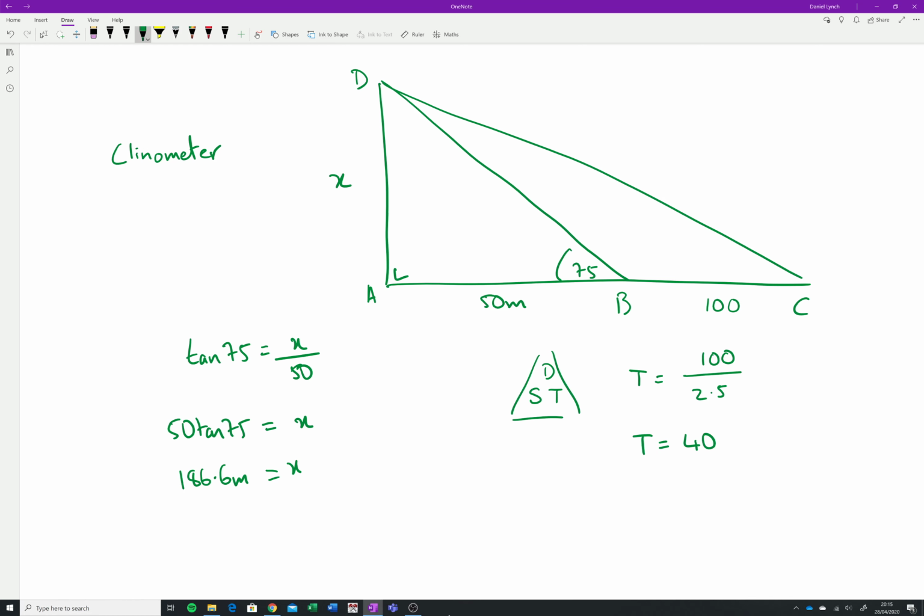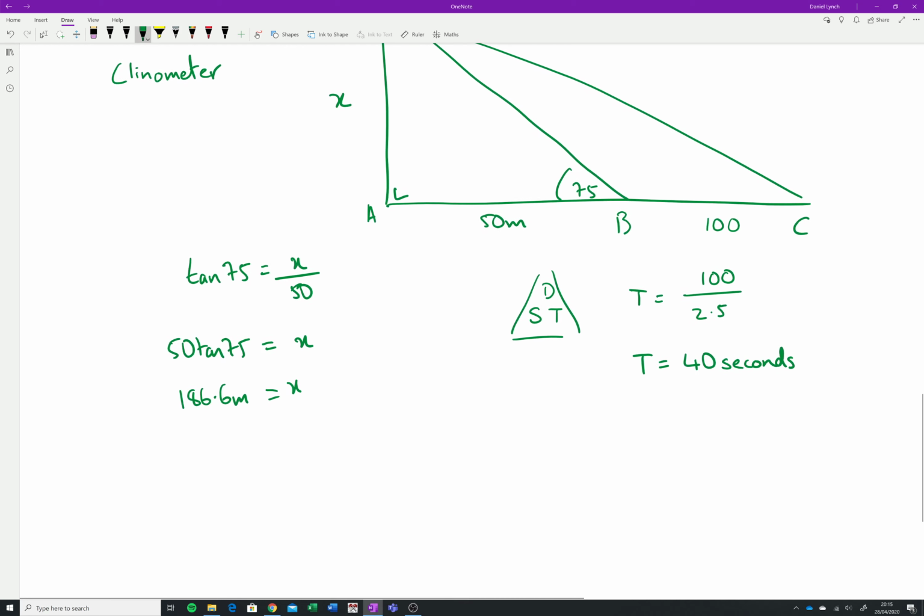He's a bloody fast rower. 40 seconds. Is that fast? I don't know. Yeah, I'm not sure if that's fast or not. Can't say how much of a rower.